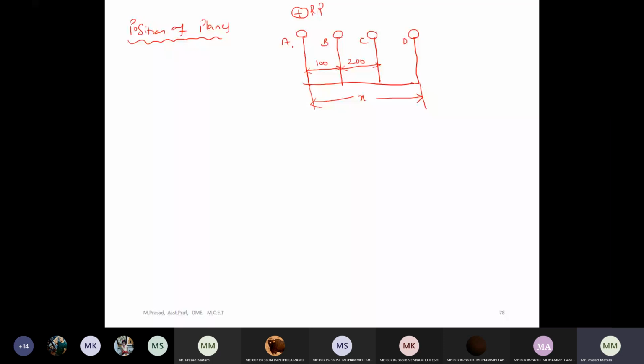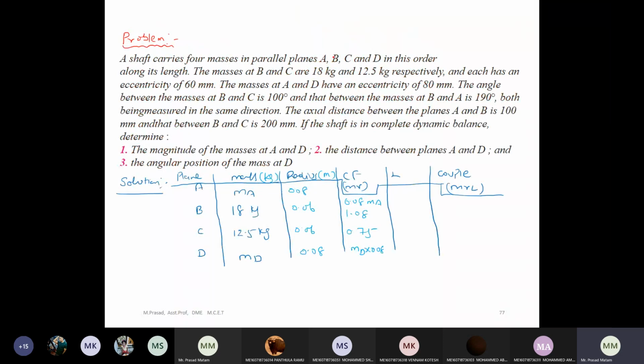So anything towards the left side of A is a negative sign, and towards the right it is the positive sign. This is my reference plane. Now the distance from the reference plane we need to locate. We need to write here. So where is A located? A is located at 0 meters. Where is B located, meaning the distance between A and B? You can see here, the distance between A and B is 100 mm.